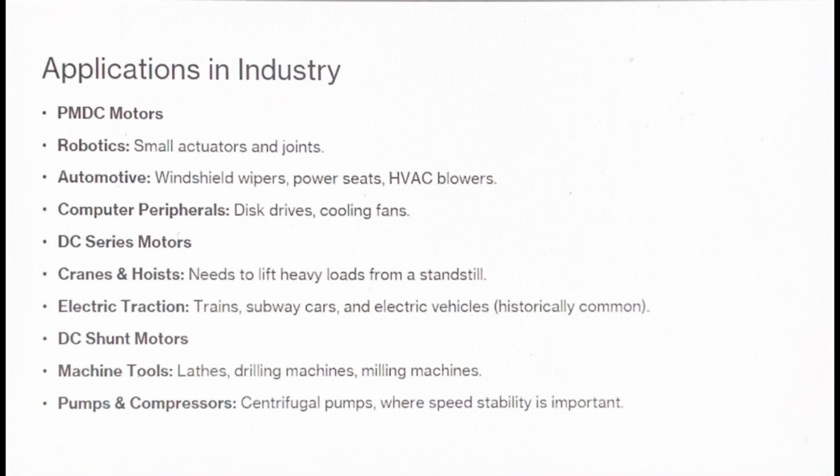This slide outlines the practical and industrial uses for each DC motor type, linking characteristics to real-world scenarios. PMDC motors are used in robotics, where small actuators and joints require compact, lightweight designs; automotive, such as windshield wipers and power seats; HVAC blowers for efficient, low maintenance operation; and computer peripherals, disk drives, and cooling fans. DC series motors are used in cranes and hoists that need to lift heavy loads from standstill, and electric traction: trains, subways, cars, and electric vehicles.